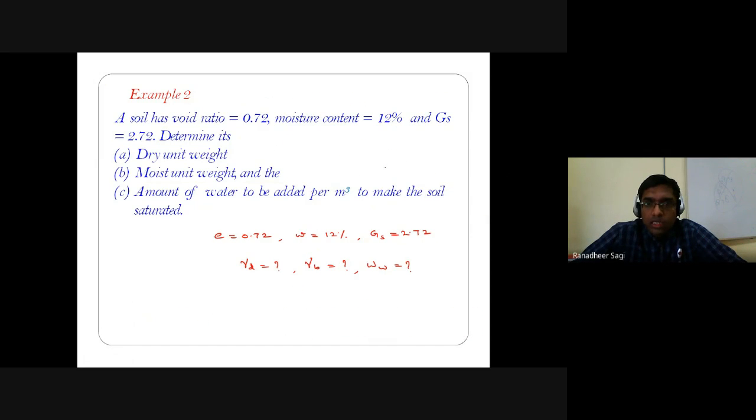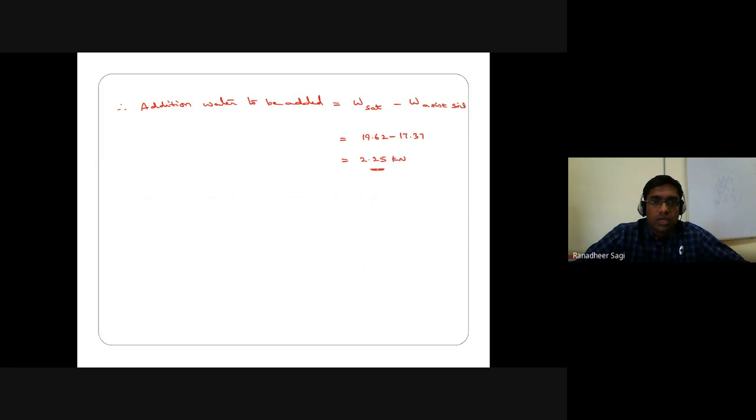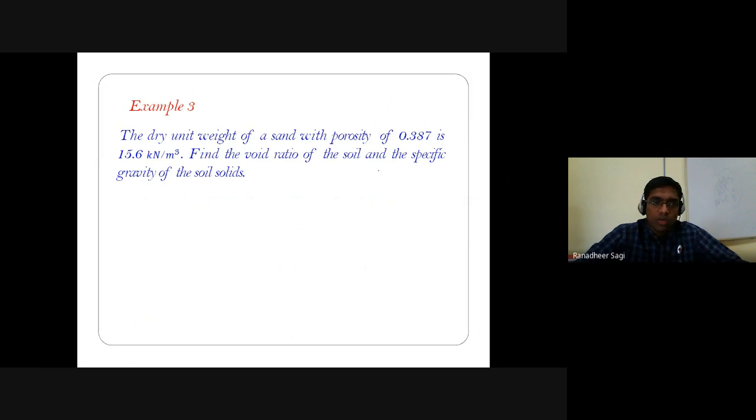So what else is asked? Yeah. So how much additional amount of water has to be added to that particular soil to ensure that the soil is fully saturated? So that is what we can calculate from this particular expression. So next, let's go on to see another problem.